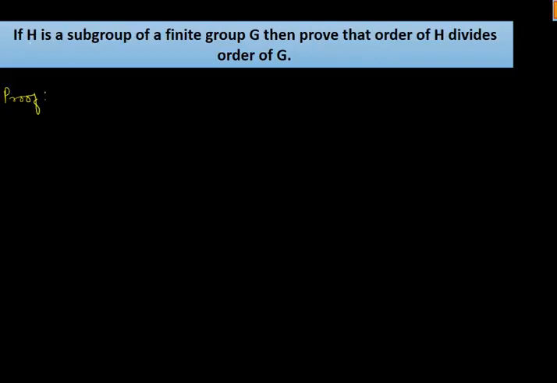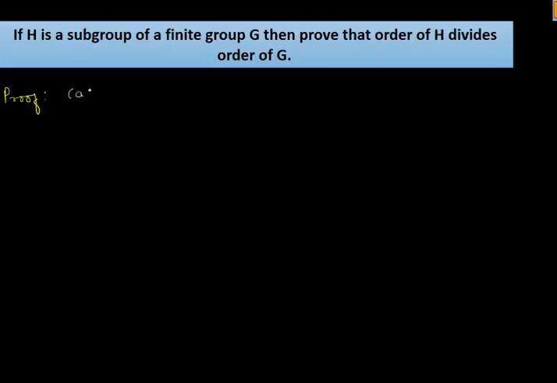Read the statement. H is a subgroup of a finite group G. But we know that every group has trivially some subgroups. We know that the singleton {e} and the group itself are subgroups of G, and these subgroups are called the improper subgroups. That's why first we will see whether this theorem is true for improper subgroups or not.